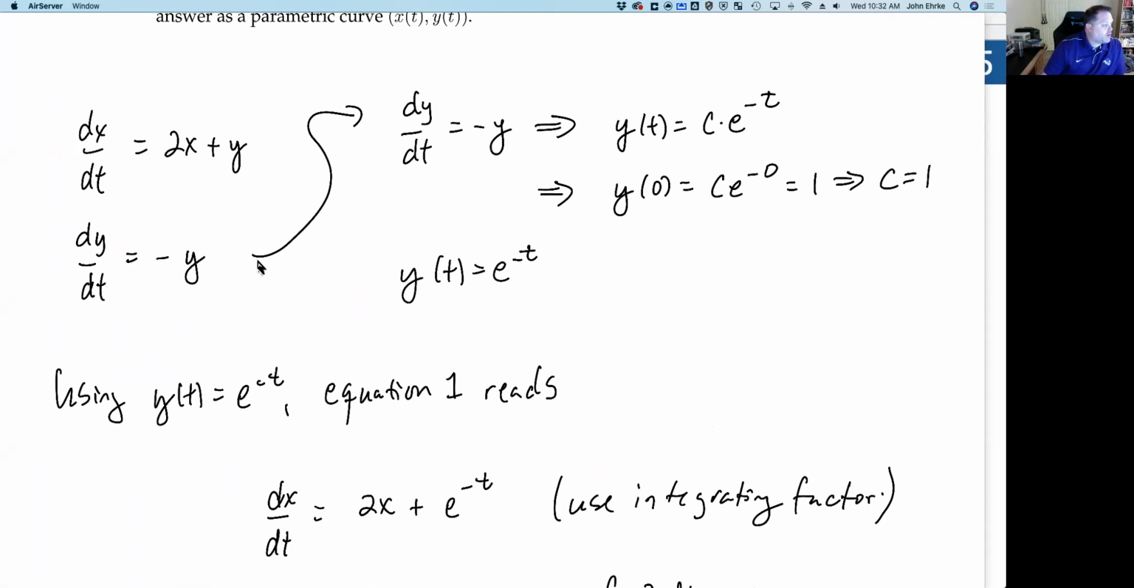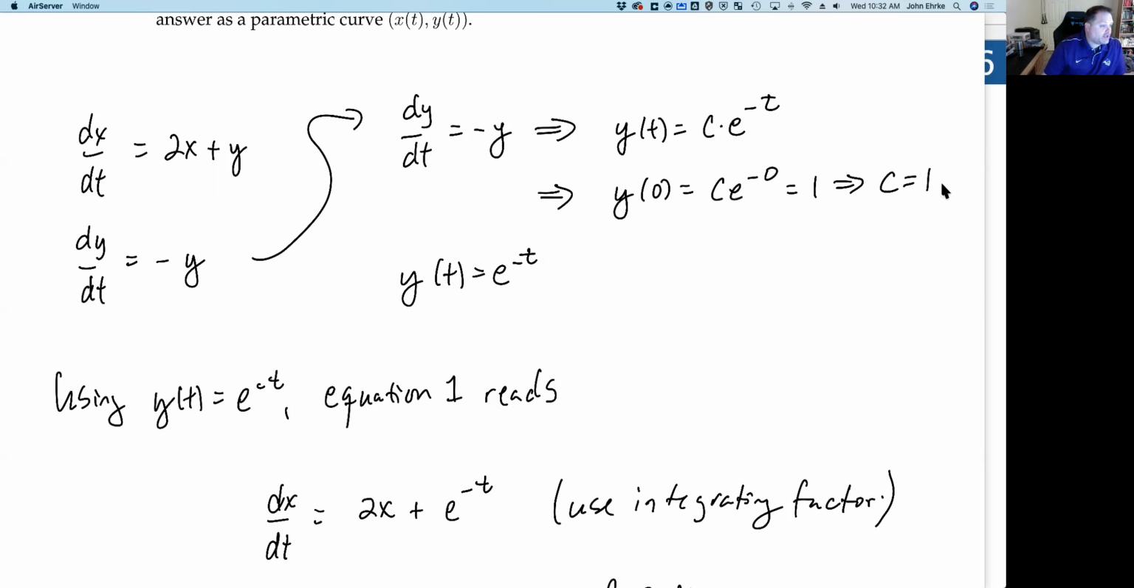I solved for Y first. It was pretty easy to do that. So dy/dt equals -y. This is separable. I know I'm passing through 1, 1, so y(0) is 1. And y(t) is e^(-t). So there's my solution for the Y component.